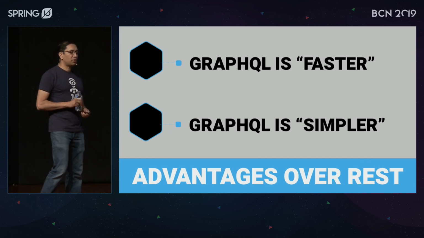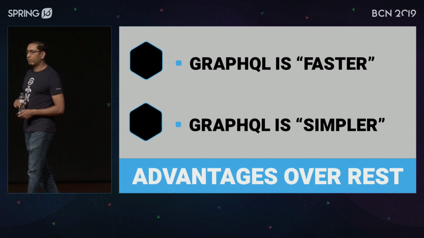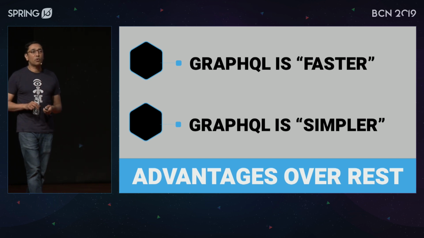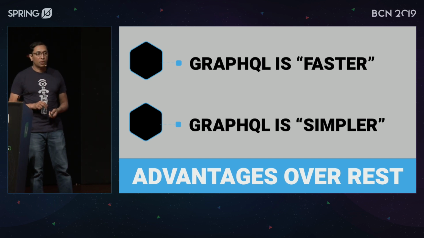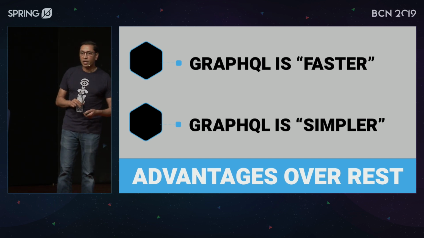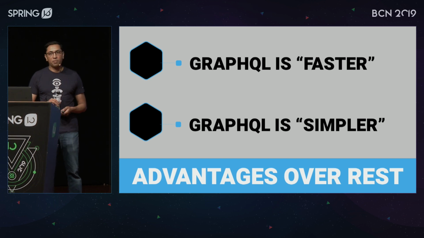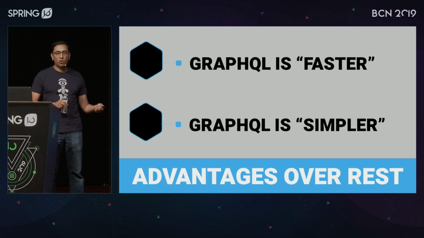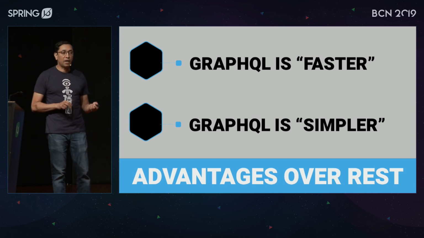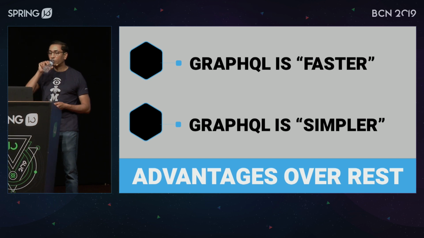So GraphQL is quote-unquote faster, and GraphQL is quote-unquote simpler. Now, I have that in quotes because that's not necessarily always the case. There are times when GraphQL is actually slower than a RESTful endpoint, and there are times that REST is actually simpler than a GraphQL endpoint. But in general, as you're building out and doing API design, you will find that GraphQL, on the whole, is a little bit faster, or sometimes much faster, and also simpler than REST, but not always.